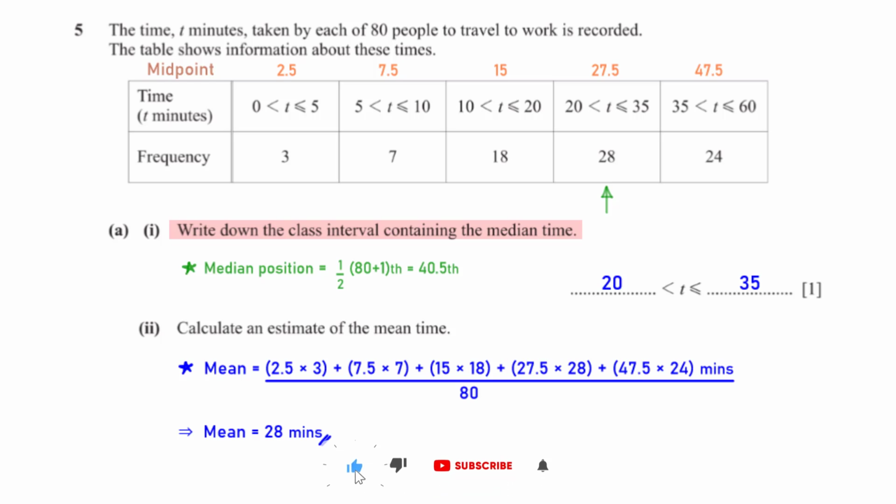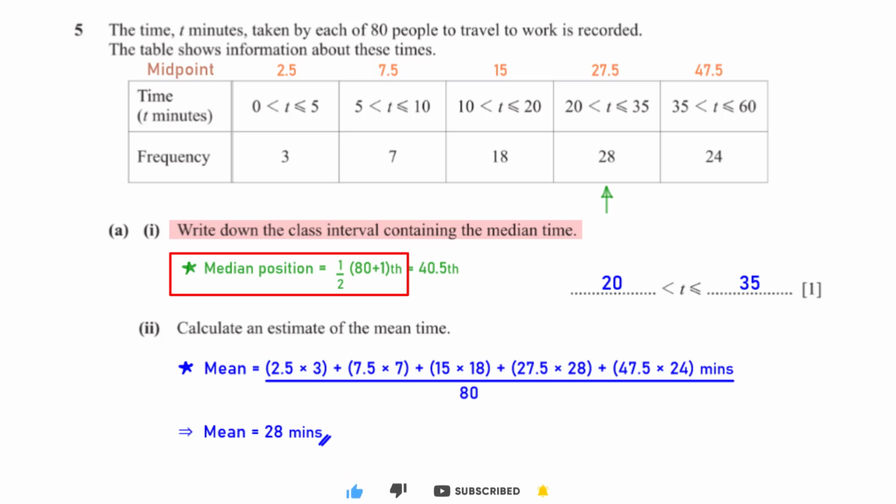To get the position of the median, we use the formula (n plus 1) over 2, where n is 80. This gives us 40.5. To get the interval in this position, we start adding the frequencies from the smallest time interval. So 3 plus 7 is 10. 10 is less than 40.5, so we add 18 to 10, which gives us 28. 28 is less than 40.5, so we add 28 to 28, which gives us 56. 56 is greater than 40.5.